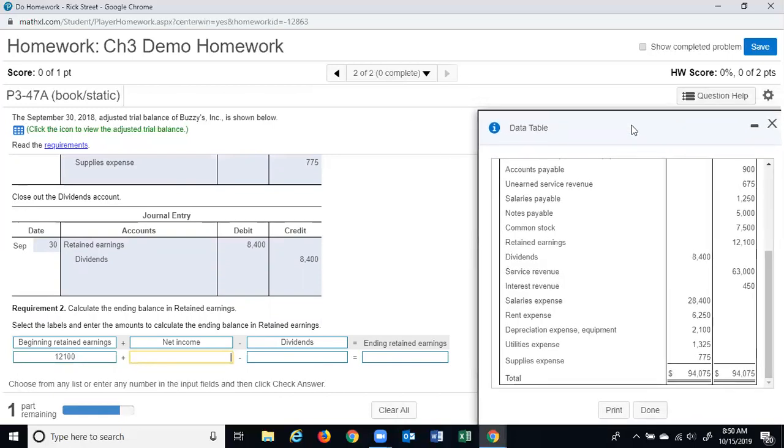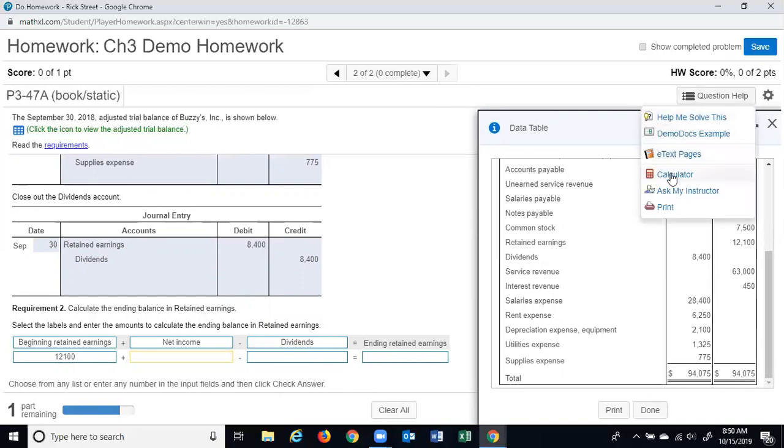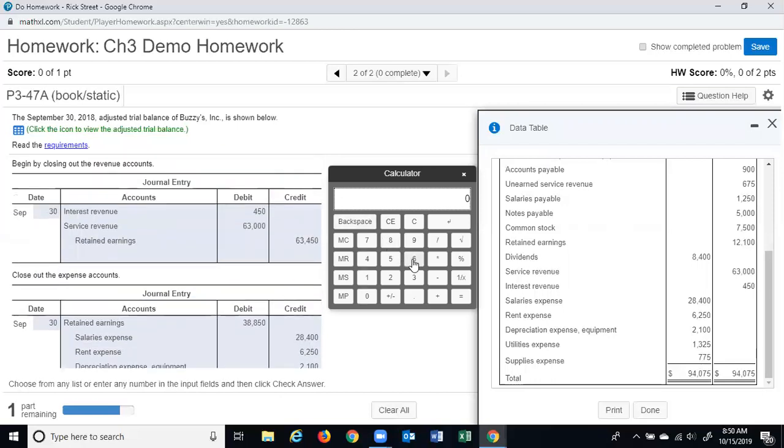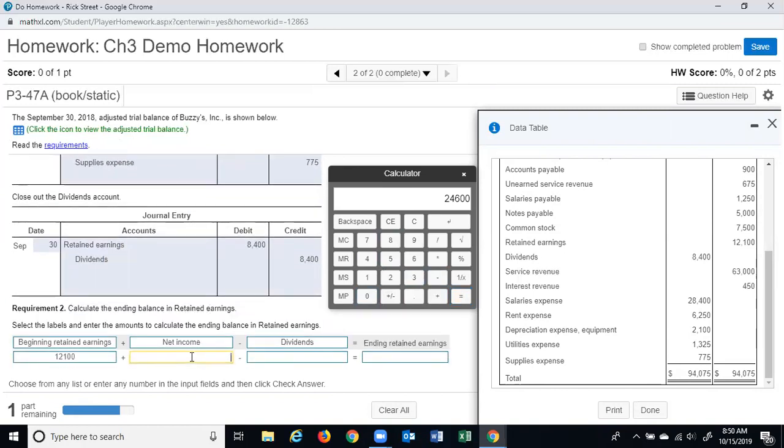So at this point, I have to use my calculator. See how much slower it is to use this. 63 minus 38,850. $24,600. So we had net income of $24,600. And then we subtract out the dividends, I recall was $8,400. And that should give us an ending balance. Let's go ahead and add 12,100. That equals 36,700 minus 8,400.